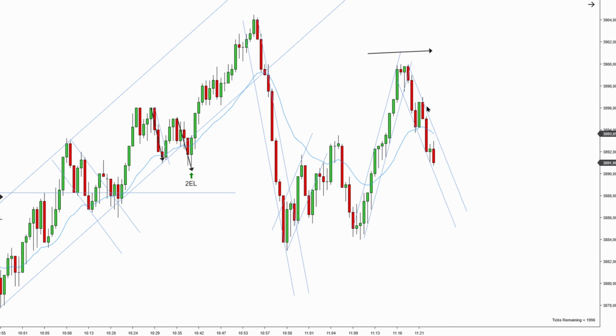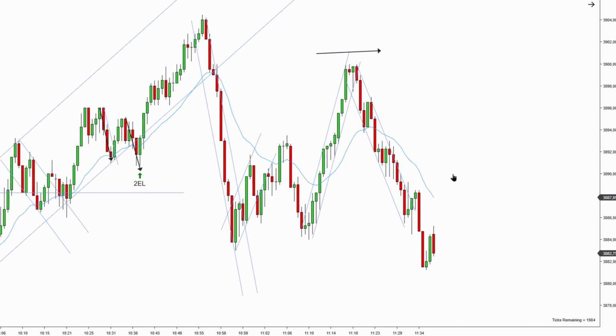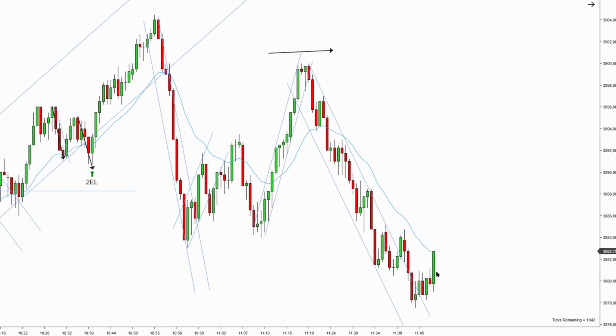I was expecting to get a second entry long, but it never formed. The EMA didn't hold and the market continued pushing lower. So I need to adapt. No good setup. Break, new low. Okay, I need to extend the channel because prices are giving me signs of continuous bearish momentum. Either way, we already have a break and a new extreme.